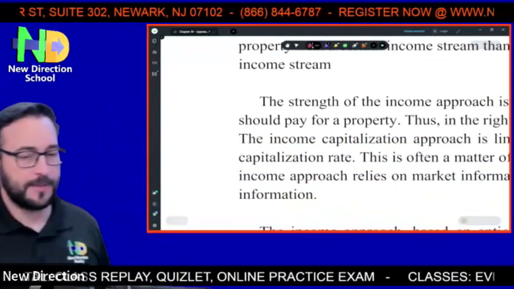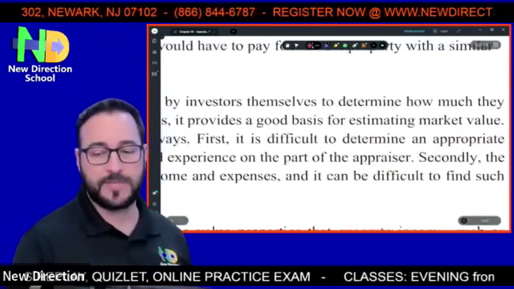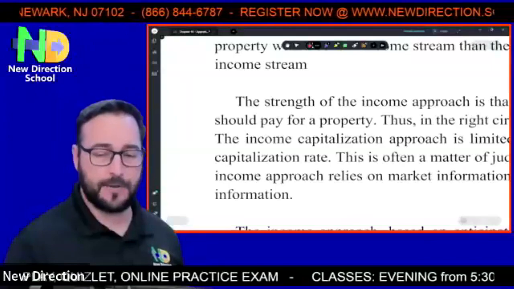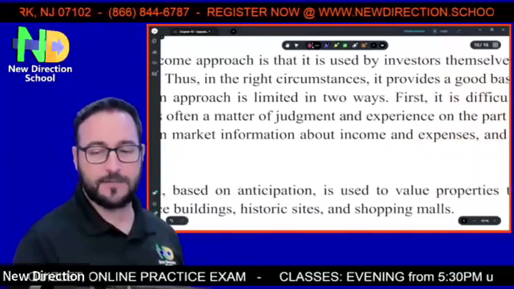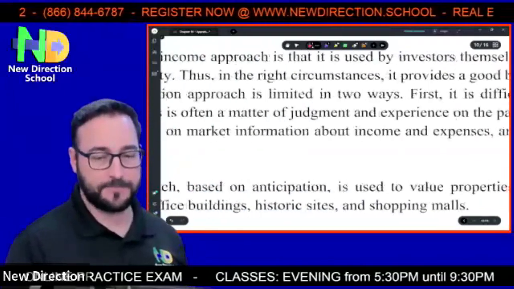All right. The strength of the income approach is that it's used by investors themselves to determine how much they should pay for the property. Thus, in the right circumstances, it provides a good basis for estimating market value.